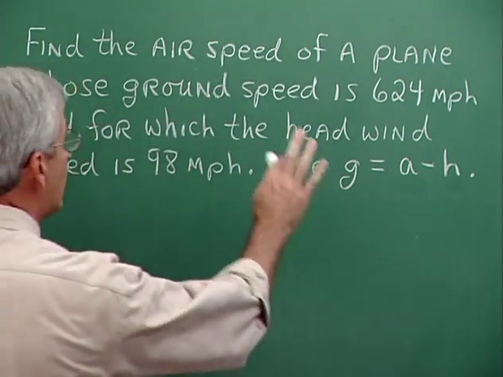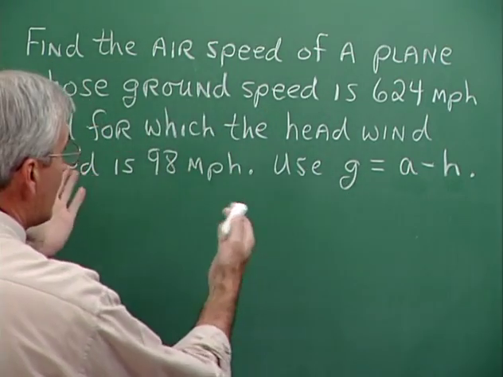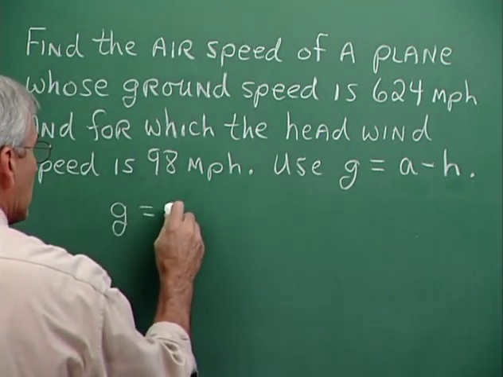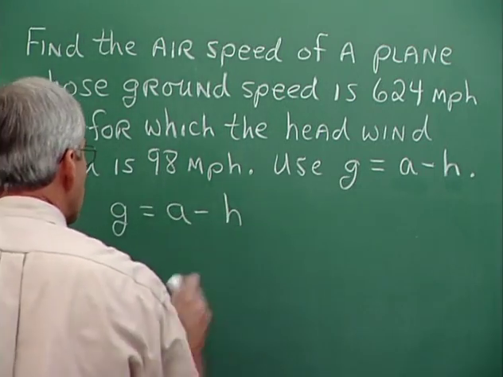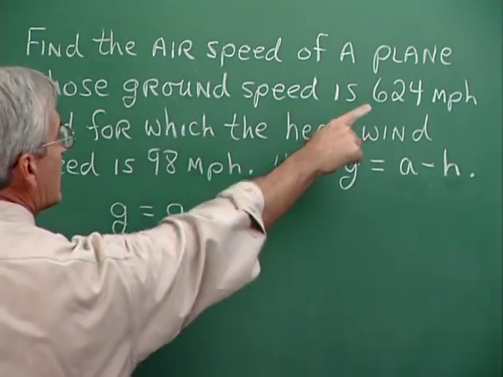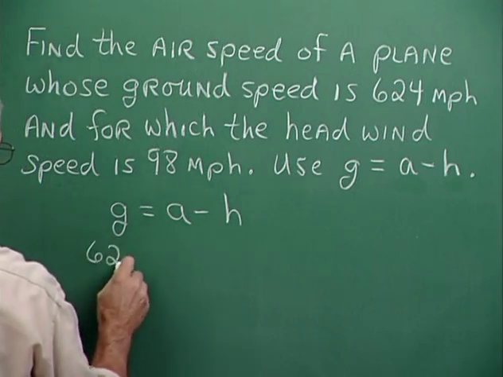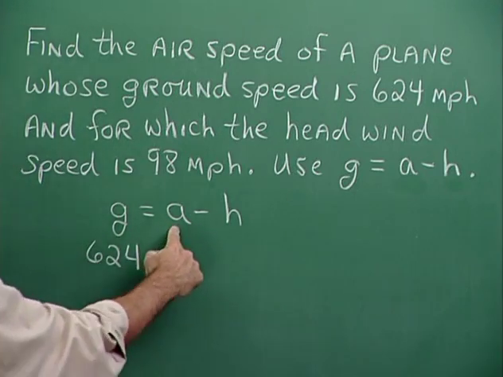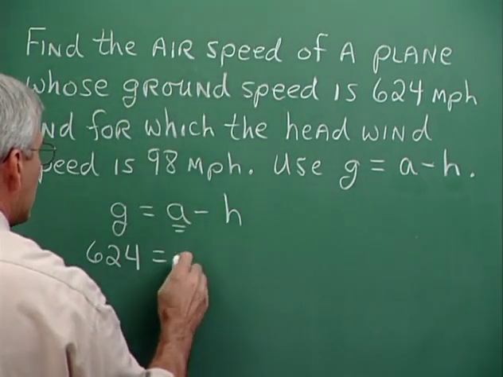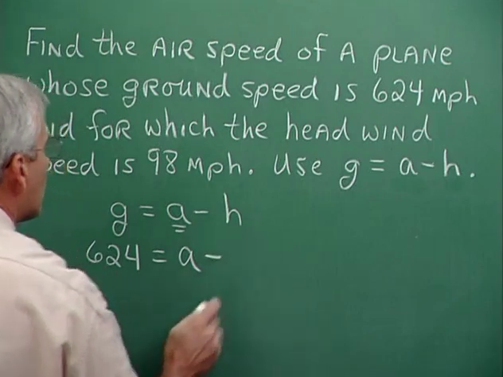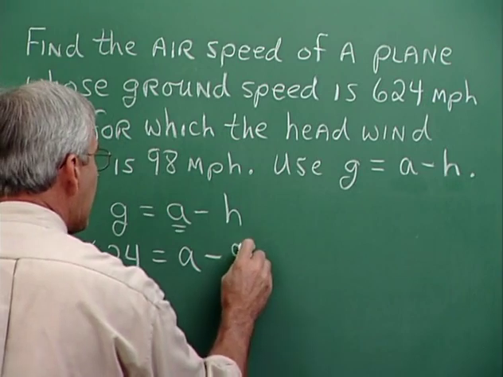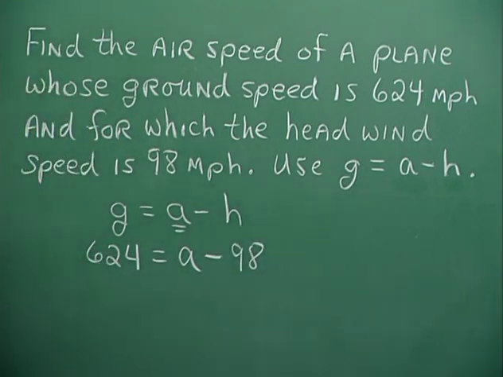And all we're doing in this problem is we're making a calculation just according to the formula. So we write G equals A minus H. G is ground speed. Do we have that information? Sure. Ground speed is 624 miles per hour. A, airspeed. It says to find the airspeed. All right, this is what we're looking for. Now, we're going to take this A and subtract the headwind speed, which is given to be 98 miles per hour. And away we go with solving.